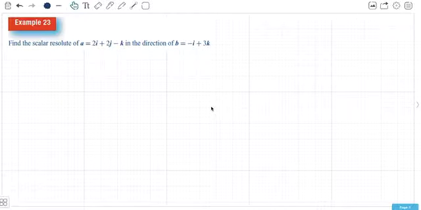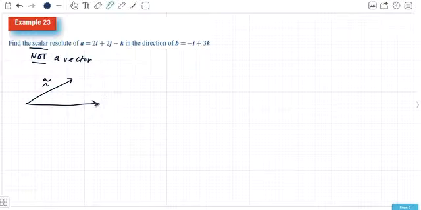In this example, we're looking at what's called the scalar resolute. Now, scalar means that it's not a vector. So that's the really important part here. Now, we know when we looked at vector resolute, we had a particular formula. So if we have A and B, this question is looking at in the direction of B, so I'm setting it up this way.